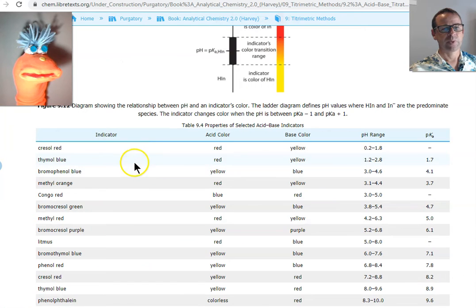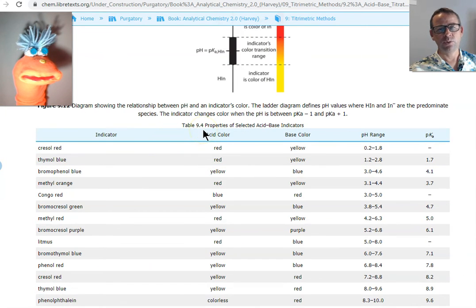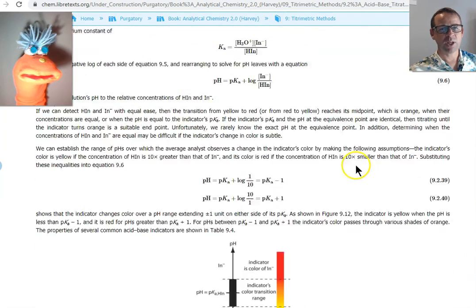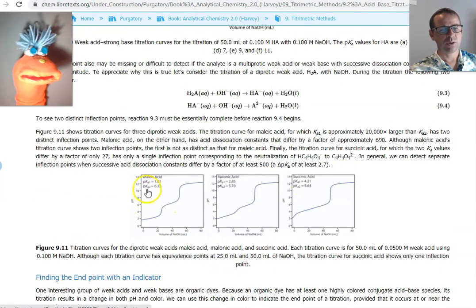Okay? So if you want to use an indicator, a color change indicator, the color change that you choose should correspond to the pKa of your indicator. So if I knew that, for example, I was going to be titrating malic acid here.